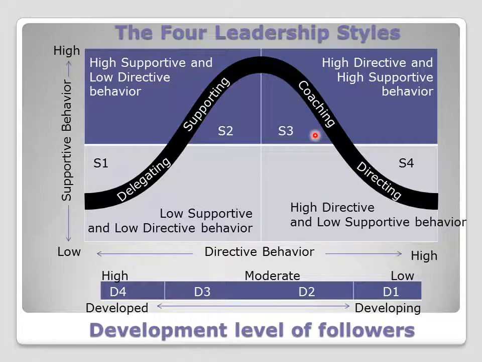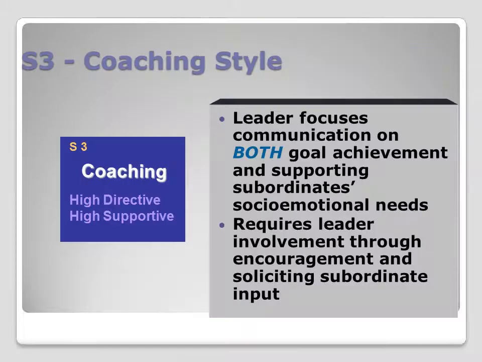So as we talked about D2 earlier, the follower's passion and ability gets far less, then what is needed here is high directive and high support. This is called the coaching style of leadership. And so in it, the leader is focusing on communication for both goal achievement and for supporting their socio-emotional needs. So what is it you need to help get you motivated for this?